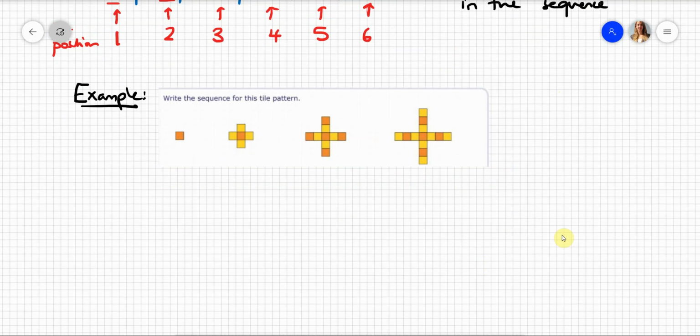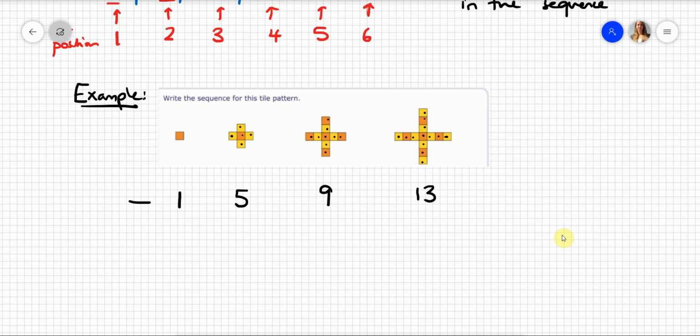Well, in the first pattern we've got 1 tile. In the second pattern we've got 1, 2, 3, 4, 5 tiles. In the next one we've got 1, 2, 3, 4, 5, 6, 7, 8, 9 tiles. And in the last one we've got 1, 2, 3, 4, 5, 6, 7, 8, 9, 10, 11, 12, 13.